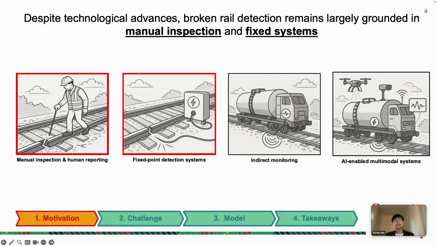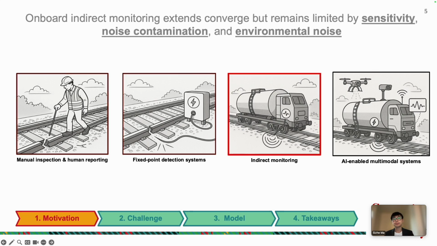Despite these technological advances, broken rail detection still largely remains in manual inspection and fixed systems like wayside defect detectors. And the current transition to indirect monitoring at the research level has shown a lot of benefits, like longer coverage, finer resolution, and a lower deployment and maintenance cost.